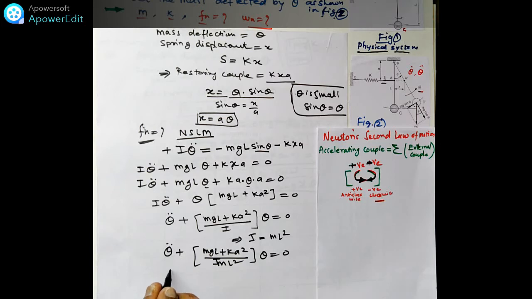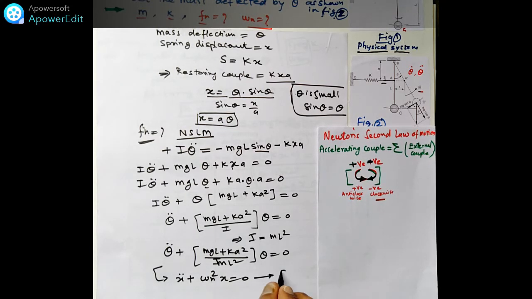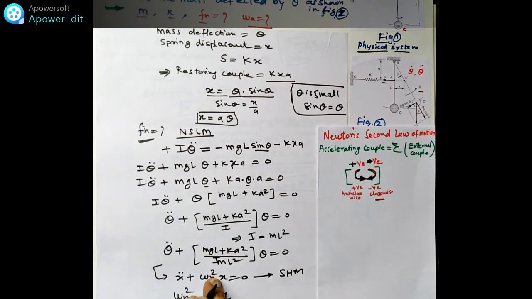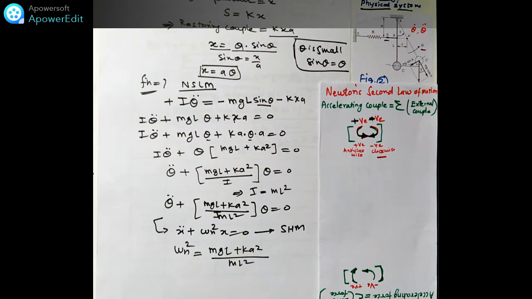But we know this is compared with the equation of SHM, omega n square x is equal to 0. This is the equation of SHM. Just comparing with the SHM equation, we can write omega n square is equal to mgL plus k a square, denominator m L square. Or we can write omega n is equal to under root of mgL plus k a square, denominator m L square.